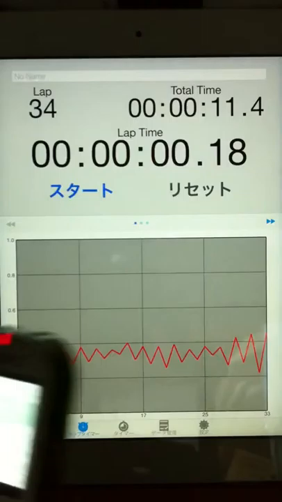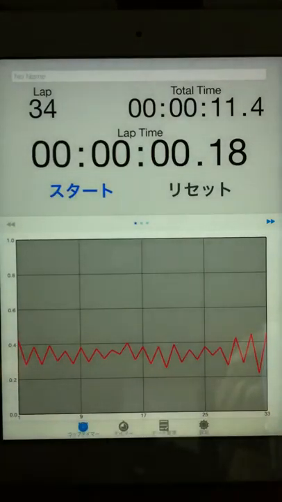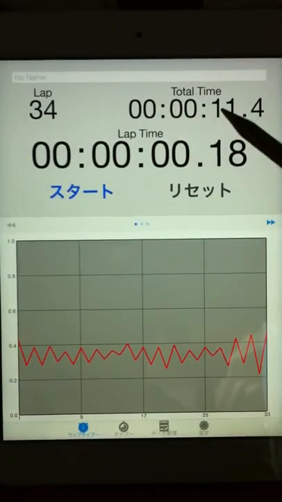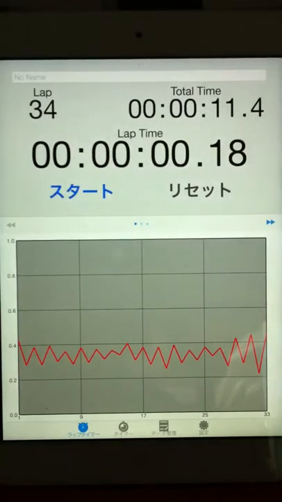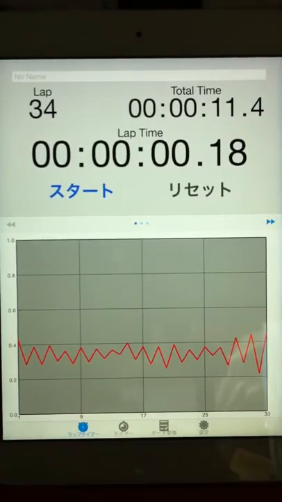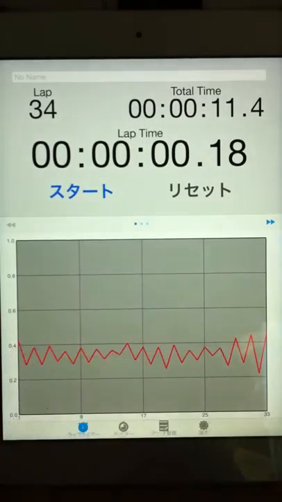1, 2, 3, 4. Today, 11.4 divided by 3, 4 multiplied to equal 0.67 second for 1 beat.